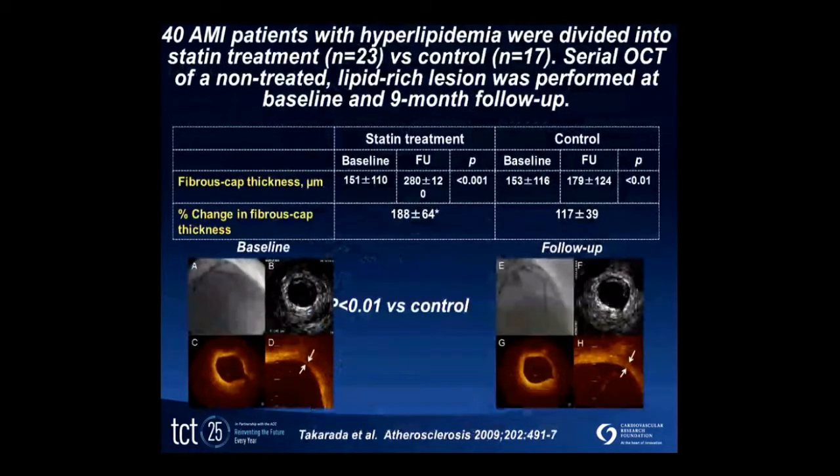But probably a better way to measure fibrous cap thickness directly is using OCT. OCT cannot determine plaque burden because there is inadequate penetration to the adventitia through lipid, but it is probably the best technique for assessing fibrous cap thickness. And in this study, which was not a randomized study, patients were divided into statin treatment versus controls, and serial OCT of the fibrous cap thickness was measured, and you can see that statin treatment was associated with an increase in fibrous cap thickness, indicative of stabilization much more than in controls.